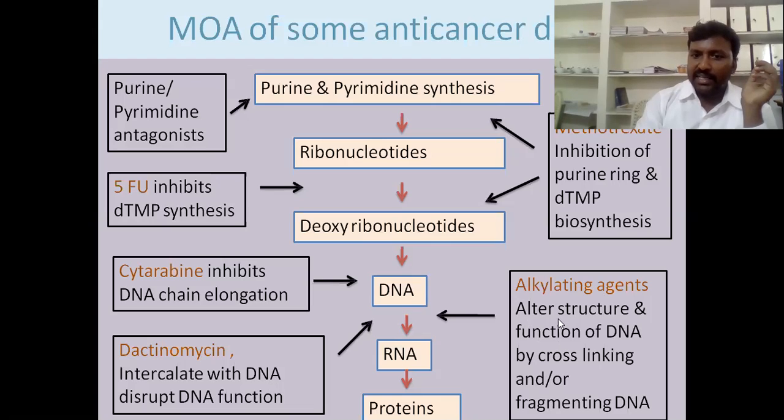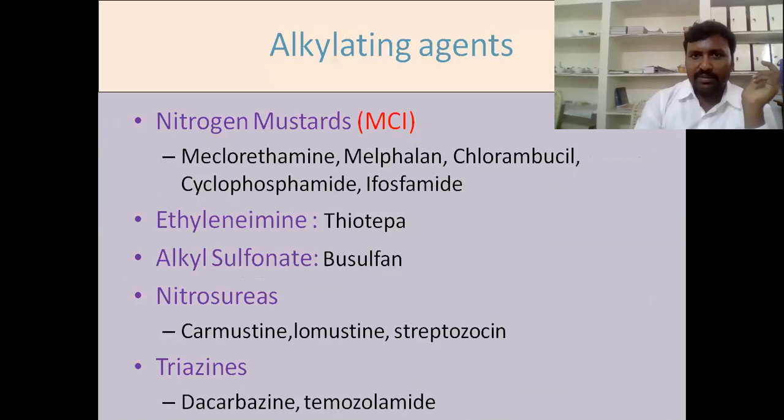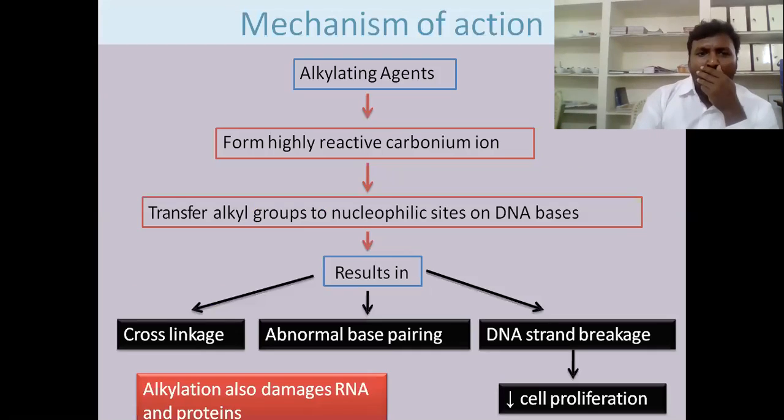Okay, alkylating agents are directed to inhibit DNA to RNA transcription, and alter the structure and function of DNA by cross linkage and fragmentation of DNA. So these are the possibilities of all anti-cancer drugs. Only a few are mentioned here. Again, we can discuss each and every drug's mechanism of action. So you know alkylating agents, nitrogen mustards. Already we discussed the drugs. Come to the mechanism of action.